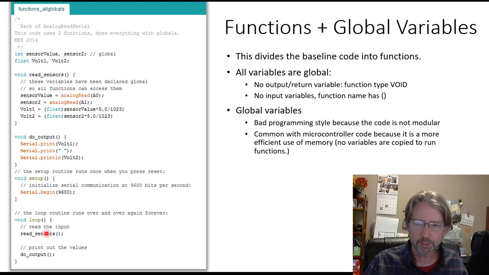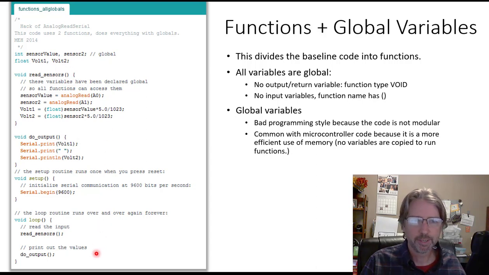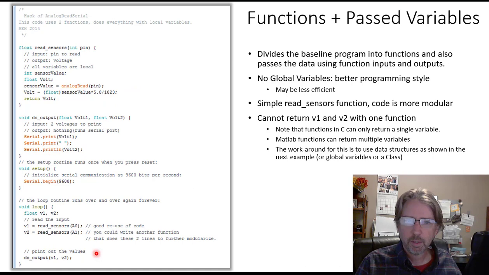Then when this function is done, it jumps into this function, which is the do output function, and it's printing these global variables, so it has access to them. So this is not a bad way to go. It's an easy thing. You could just copy and paste things around. So definitely, if you're new to functions, it's a good starting point.